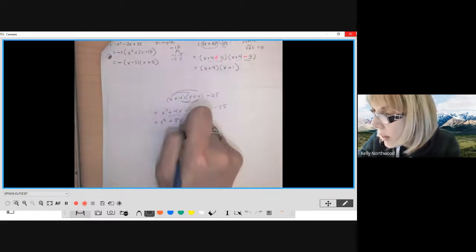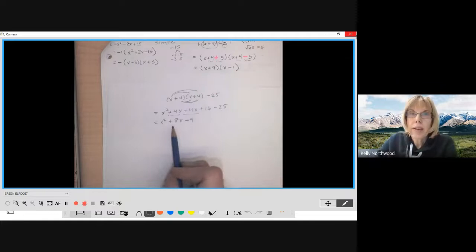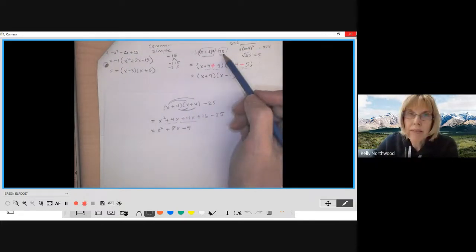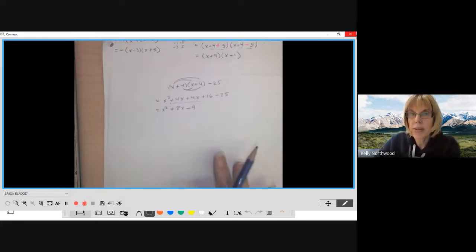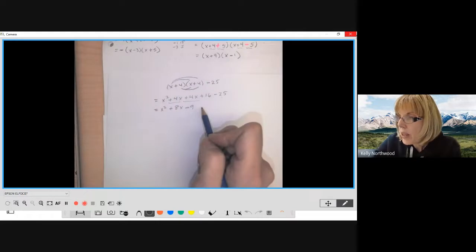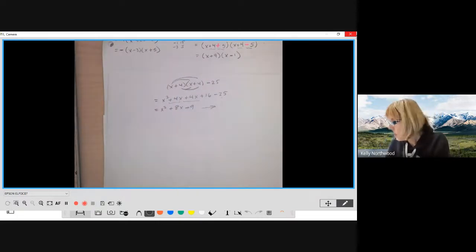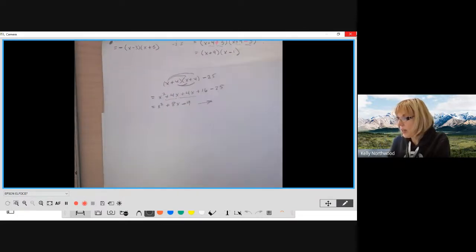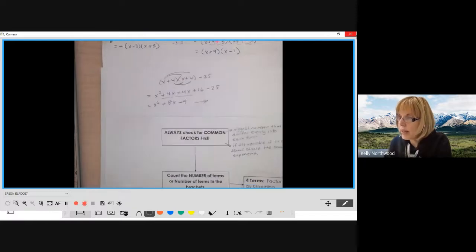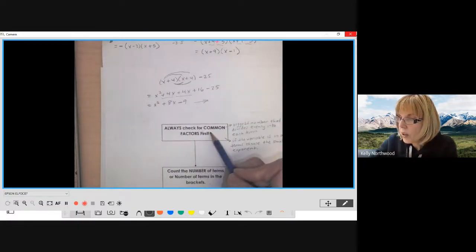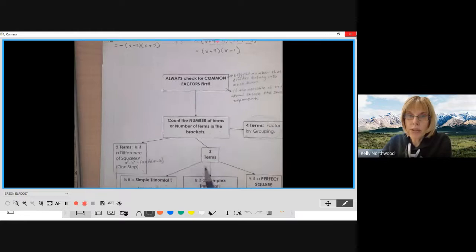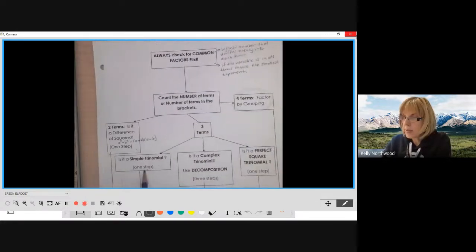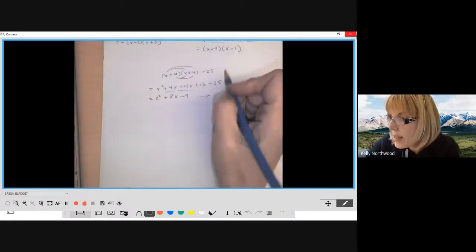So you've done no factoring here, but you've expanded this because you at first didn't realize it was a difference of squares. From this way, looking at it just looked complicated, so you decided to expand and simplify. But now that you've arrived at this step, you would still use your factoring flow chart now that you've simplified it. Is there a common factor? No. Count the terms. There's 3. Is it a simple trinomial? Yes.